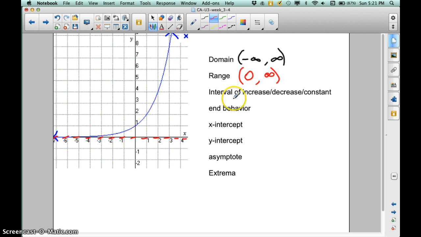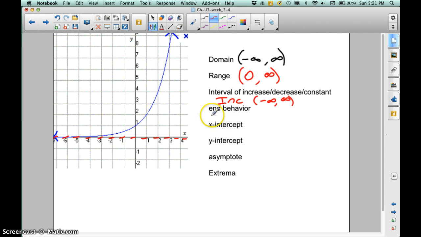This exponential function we already decided was increasing, and it's always increasing. We start on the left and we're always going uphill. It's true that we're going uphill faster at some points than others, or it's steeper the farther we go along this curve, but it is definitely always increasing. So from negative infinity to positive infinity.